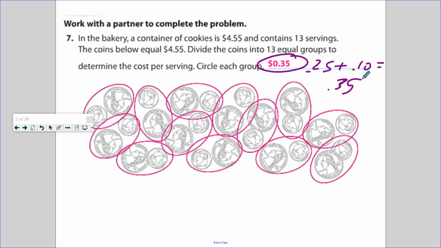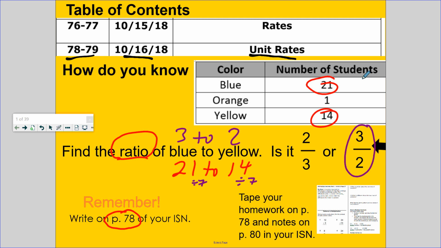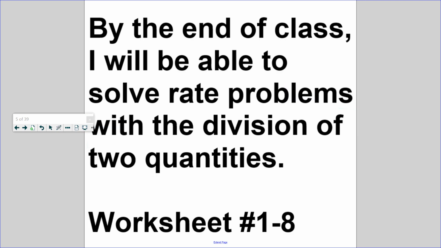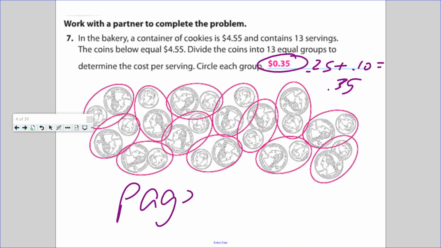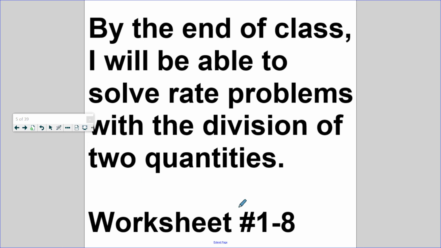Now where are you going to tape this? Because I know kids are going to ask me. You're going to tape it to page 76, in your bucket. Tape this page to page 76. Now take out your homework. You should have picked it up from the back of the room. If you haven't, shame on you.